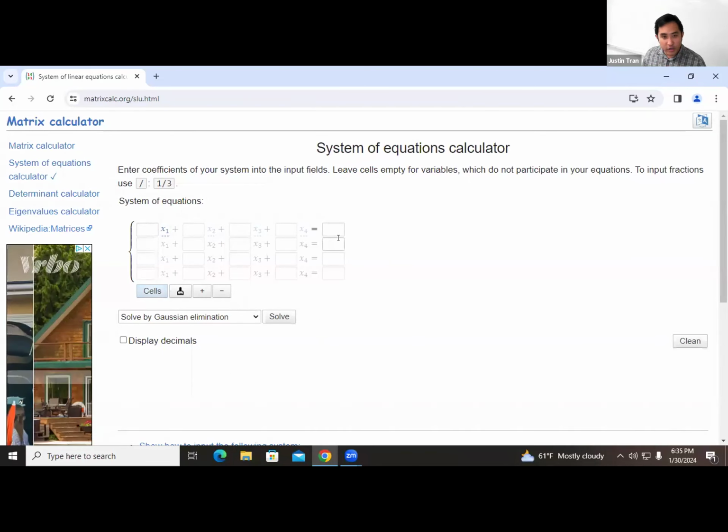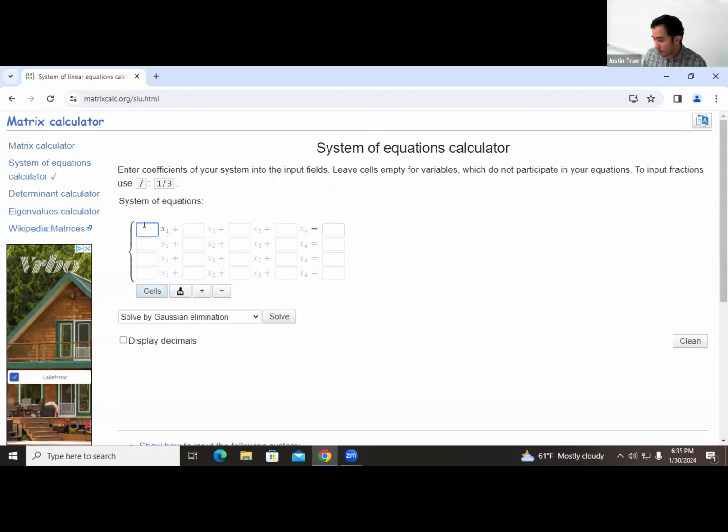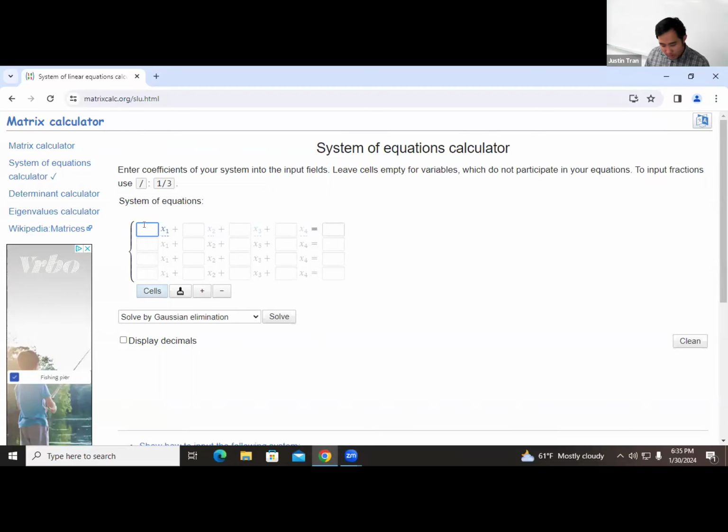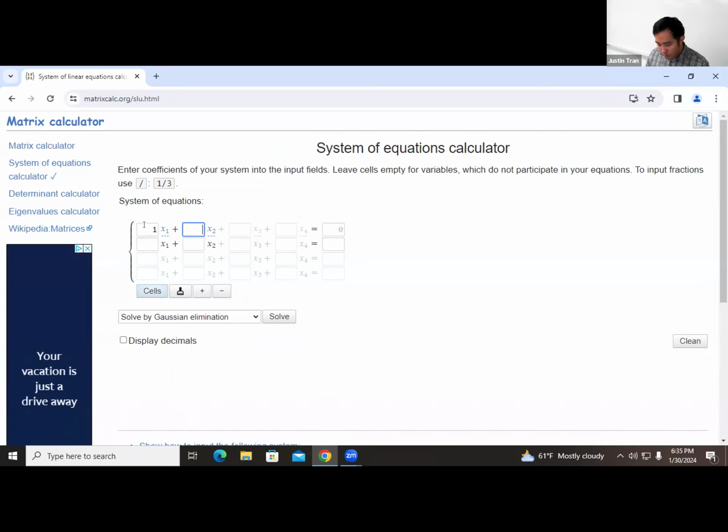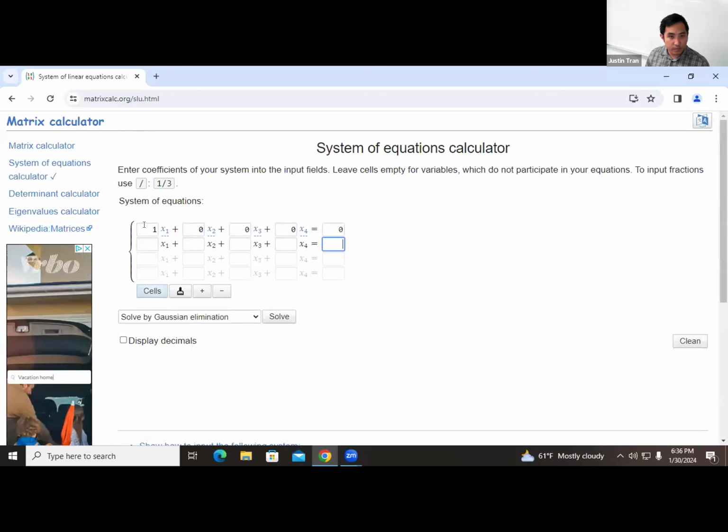Here we're going to enter our 4x4 linear system of equations. One more time, I apologize. This is going to be the first row in our matrix: 1, 0, 0, 0. And on the right-hand side, we're going to have 0 there.